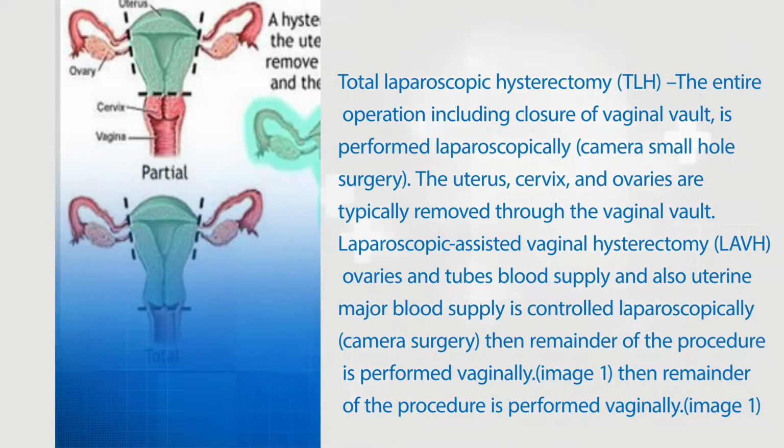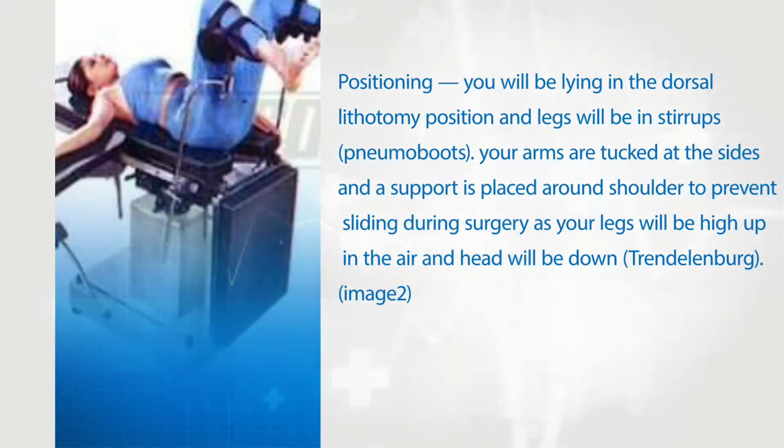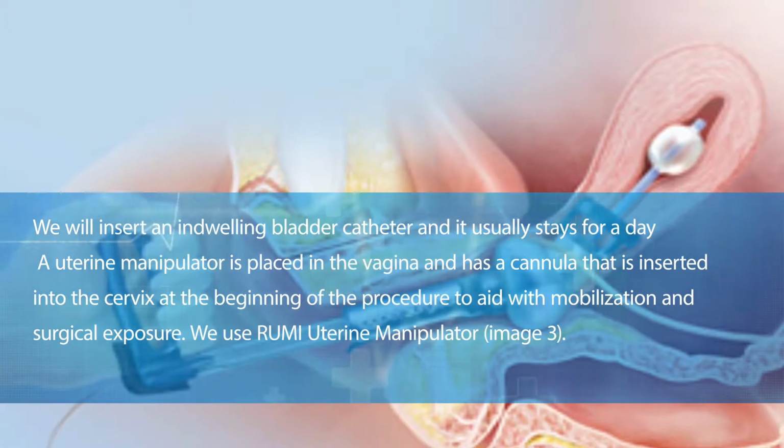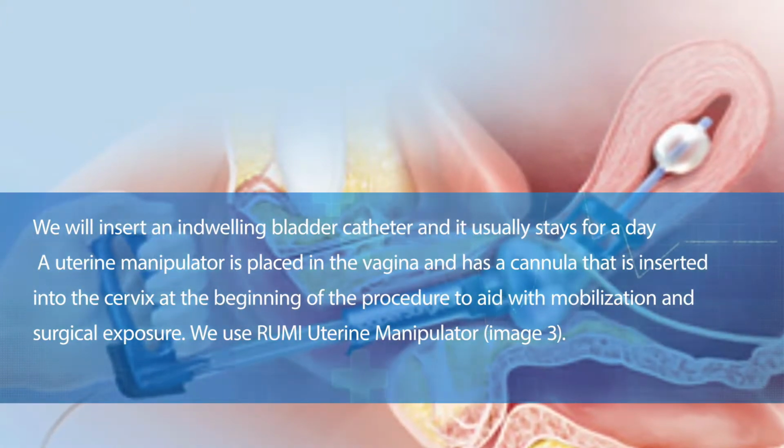The positioning would have you lying down in the dorsal lithotomy position with the legs in stirrups. Your arms are tucked at the sides and a support is placed around the shoulder to prevent sliding during surgery, as your legs will be high up in the air and head will be down. We will insert an indwelling bladder catheter, and it usually stays for a day.